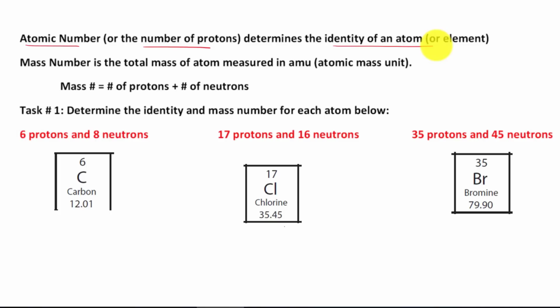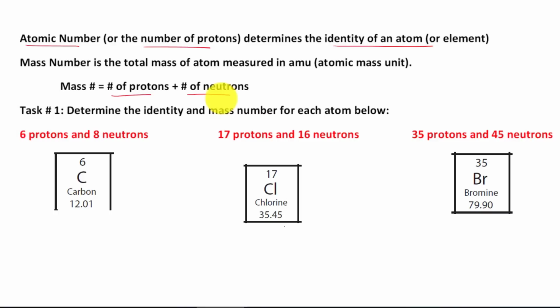Then we have the mass number, and the mass number of an atom determines the total mass of that particular atom, of course. That mass number is equal to the number of protons and the number of neutrons. So if you change the number of protons and neutrons, the mass number of that atom will change. In most cases, it's the number of neutrons in an atom that usually changes, because if you change protons, what do we change? The identity of that particular element. So protons plus neutrons equal the mass number.